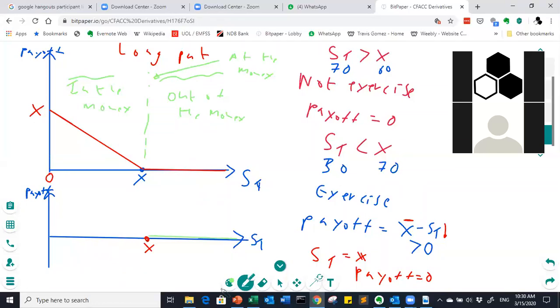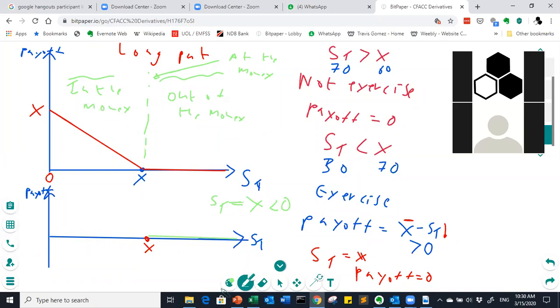Then to the left of this point, what do we see? If ST is less than X, the other party is exercising the option, which means that from your perspective, you're the party that now needs to pay that X because the other party is receiving the X by delivering the asset. So you have to pay the X in exchange for this asset, which is now worth less. The worth is falling, which means that your payoff is going to be negative. Given that X is greater than ST, your payoff would be ST minus X, so it's going to be a negative value.